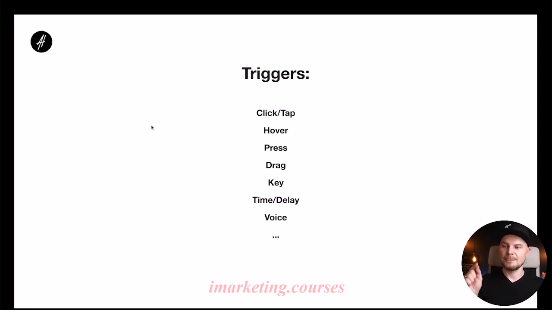So click or tap. Click is when you make a click with your mouse. Tap is when you tap with your fingers. Hover is when you put your mouse cursor on the element. Press is when you press on this element and you still hold the finger on it. Drag is when you click on something or press on something and start moving this element somewhere else. Key is when you press a key. Probably you saw these forms where you click next, arrow right, next, next, next, and you see that something is happening. It's also a trigger. Time delay, as we discussed, yes.